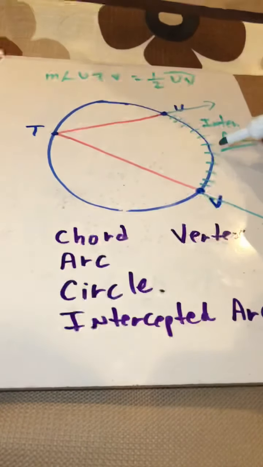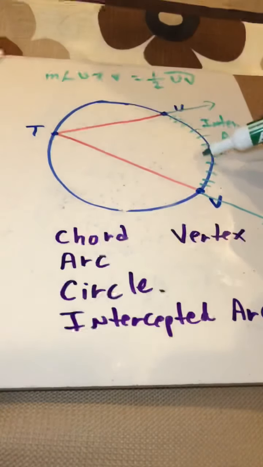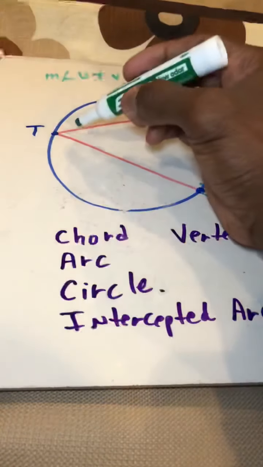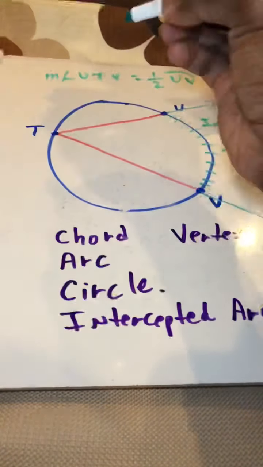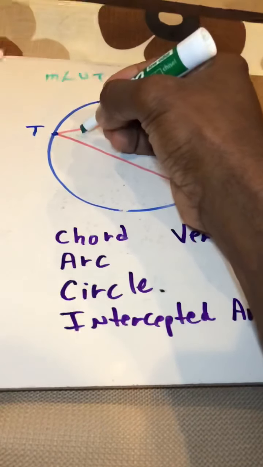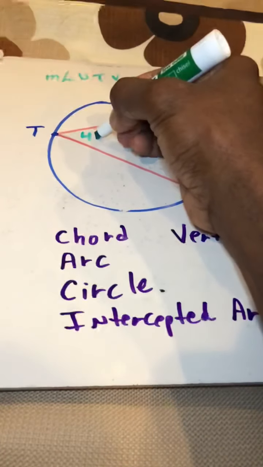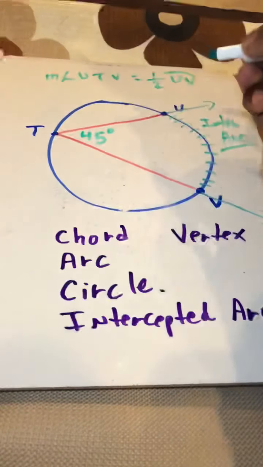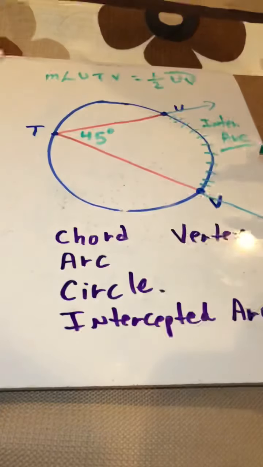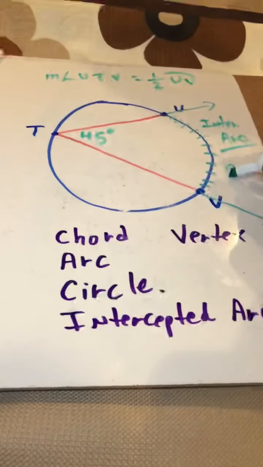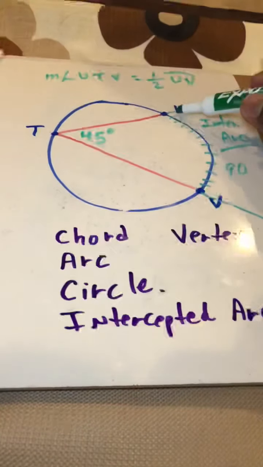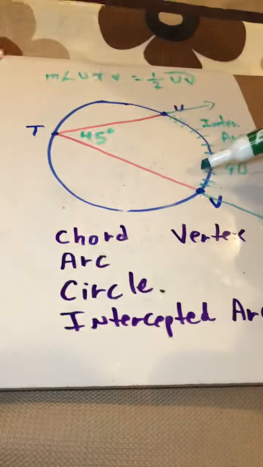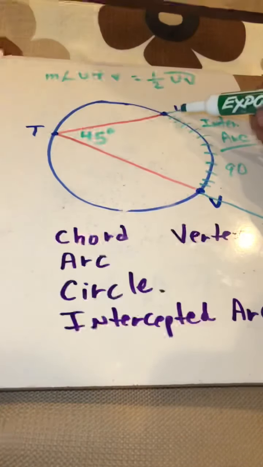this number here, which is the arc, is twice as much as the angle. So if I say that this particular angle is 45, this is the angle, then the measure of the arc will be twice as much, which would be 90, okay? So if I ask what is the measure of this arc, then you say 90 degrees.